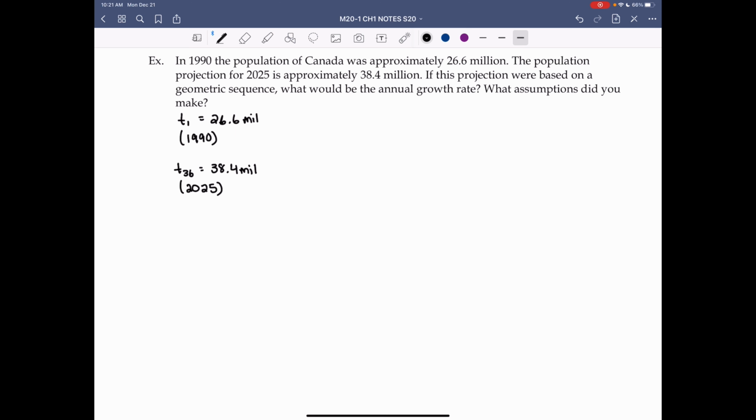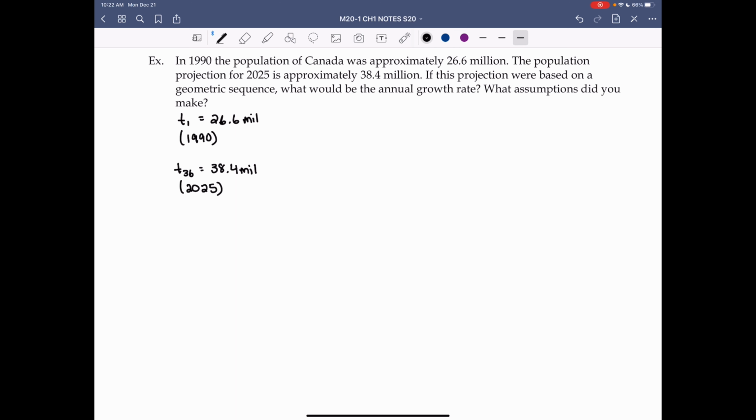So figuring out the term number, especially if it's number of years, you really have to think about what the term number would be. If you don't put too much thought into it, you might think it's term 35, but you have to remember that term 1 was in 1990. So if we add 35 years to that, that gives us 2025. We have to add 35 to the term number, so 35 plus 1 gives us term number 36.